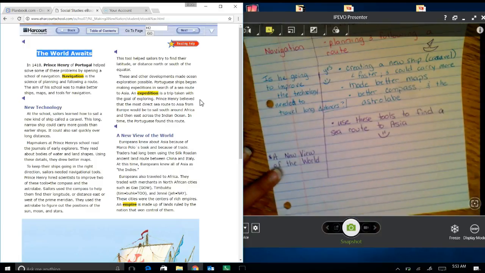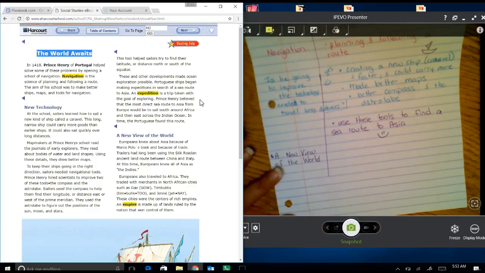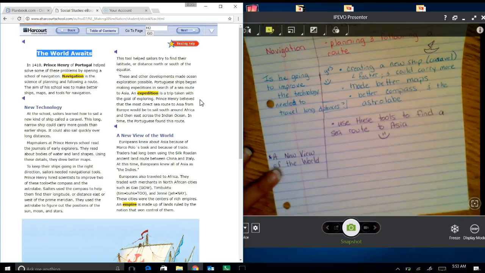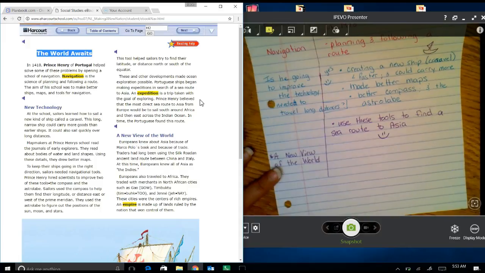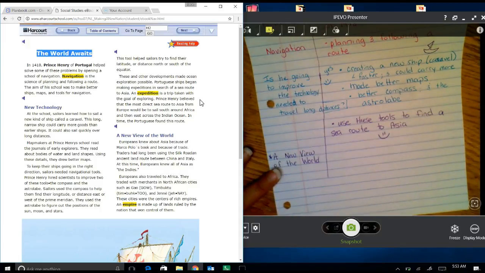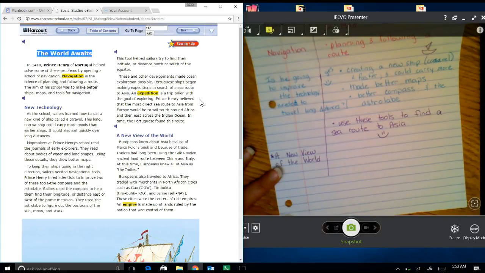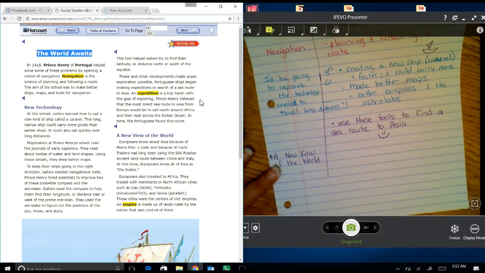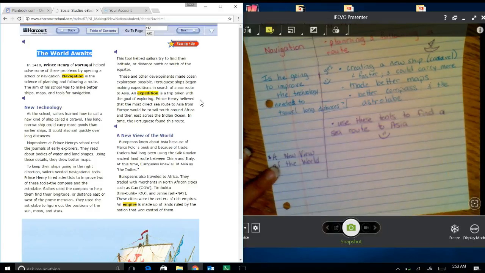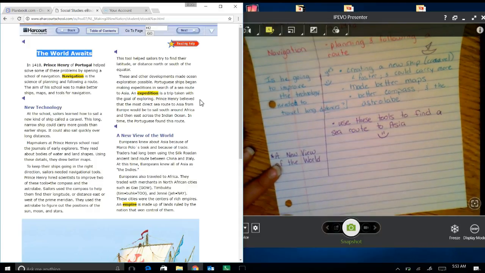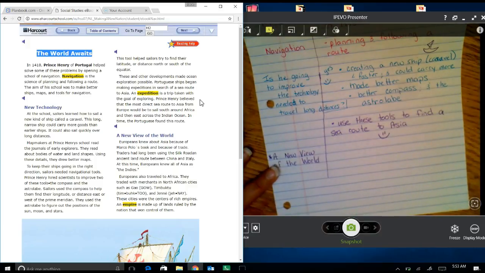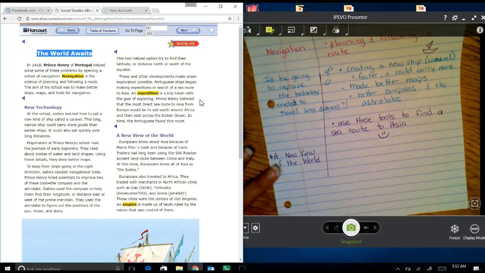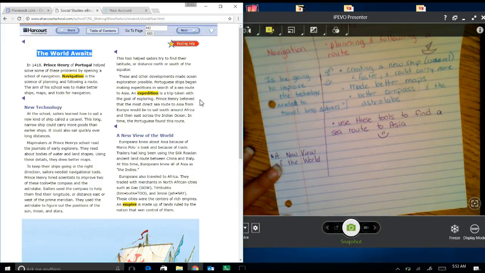Okay. Europeans knew about Asia because of Marco Polo's books and because of trade. Travelers had been using the Silk Road, an ancient land route between China and Italy. At this time, Europeans knew all of Asia as the Indies. Europeans also traveled to Africa. They traded with merchants in North African cities such as Gao, Timbuktu, and Jenne. These cities were the centers of rich empires. An empire is made up of lands ruled by nations that want control over them. Okay.